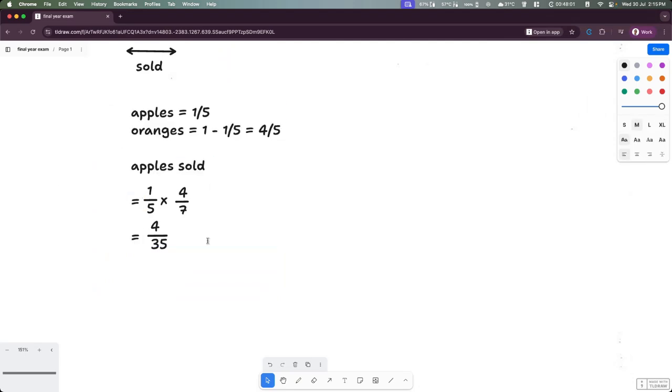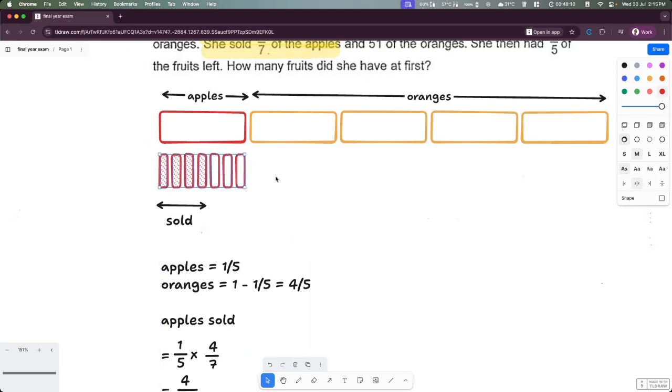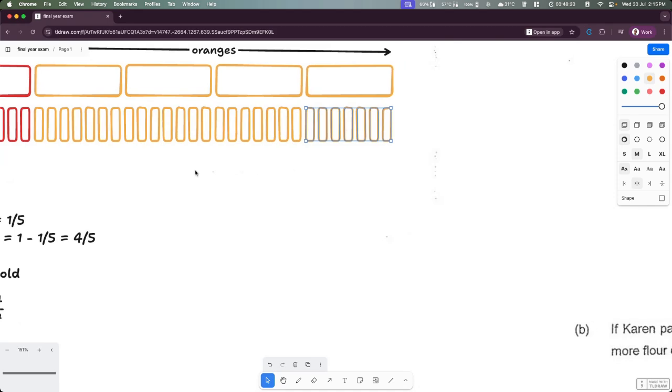So that means total units is equal to 35. Why? Because we have 7 over here, and then if we were to make this oranges, so we have 7. So 7, 14, 21, 28, 35. So in total, we have 35 units, right?